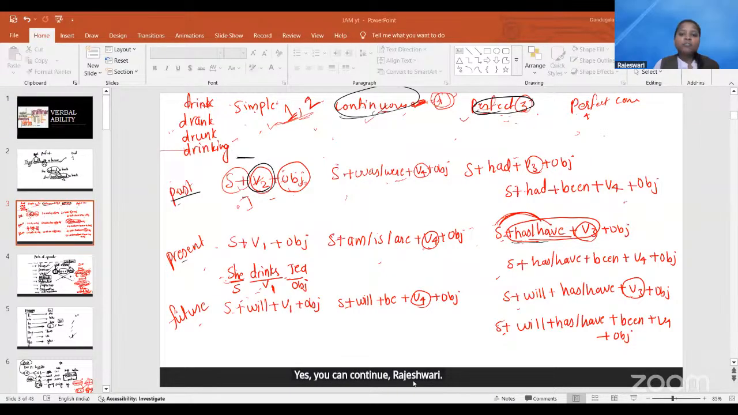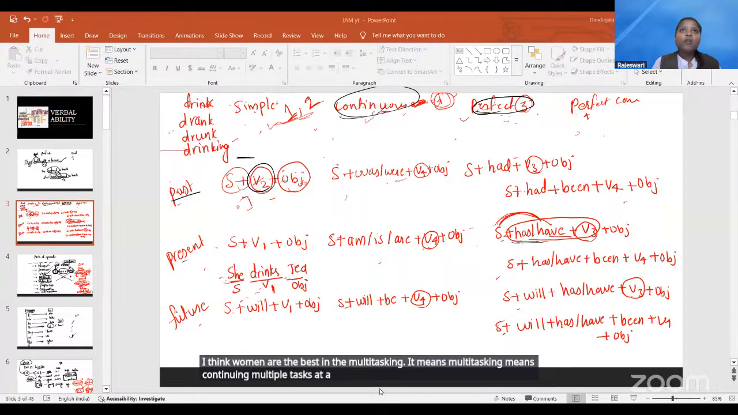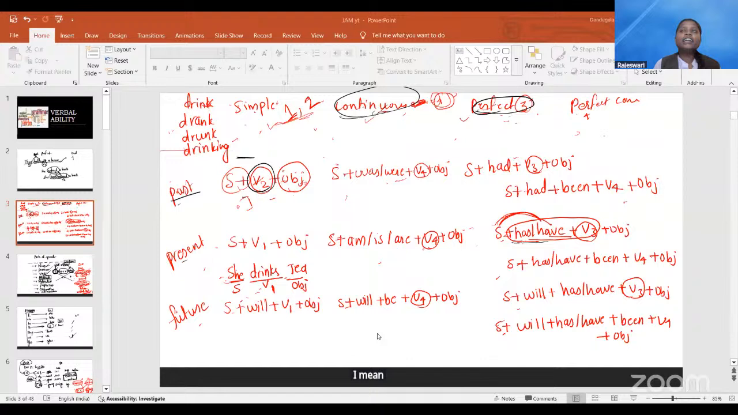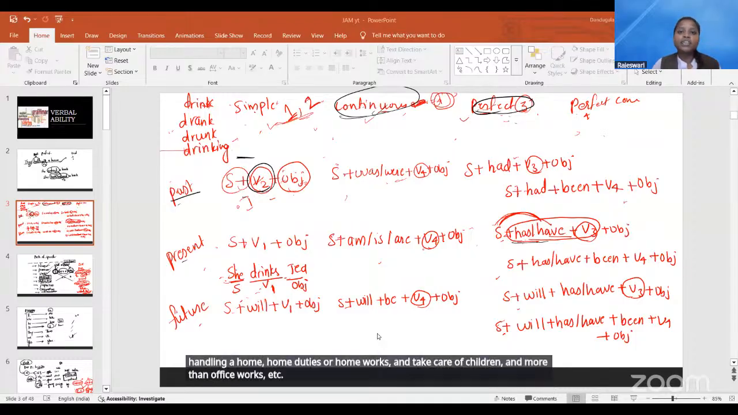I think women are the best in multitasking. Multitasking means continuing multiple tasks at a single time. Women play multiple roles, like handling home duties, taking care of children, and doing office work, etc. I think in case of multitasking, women are the best.